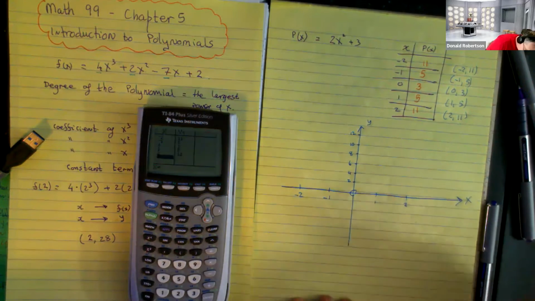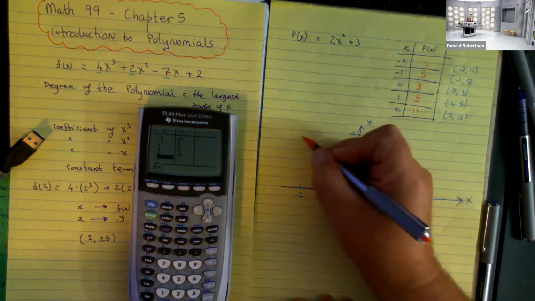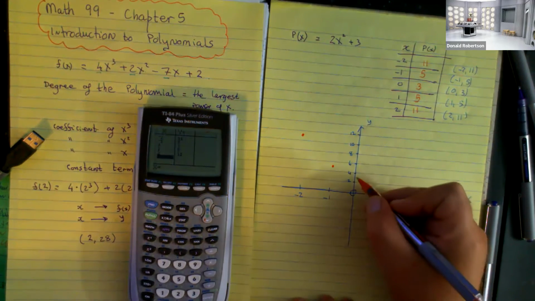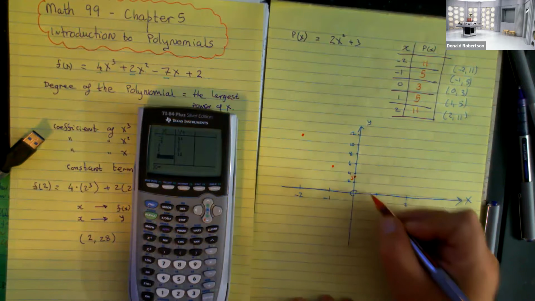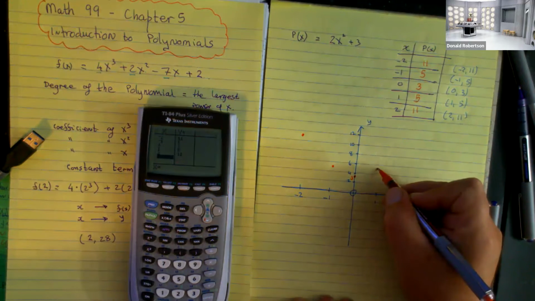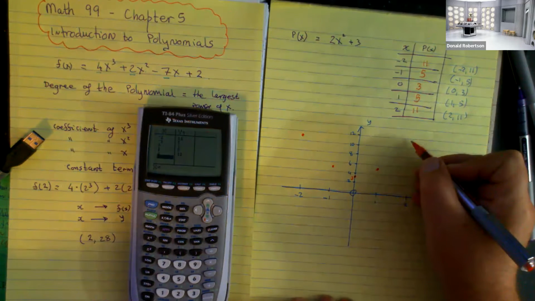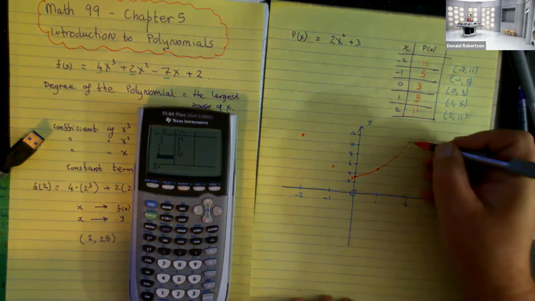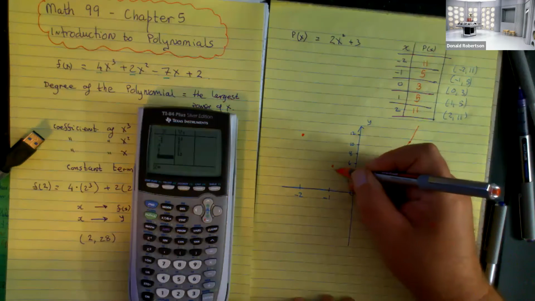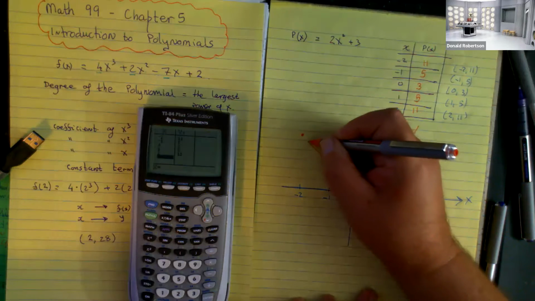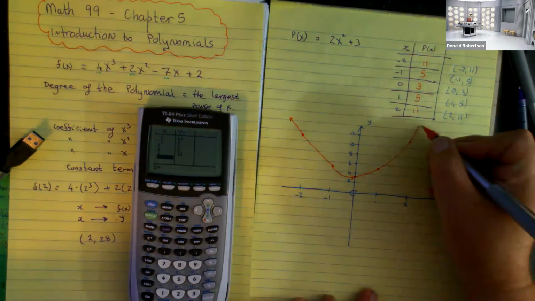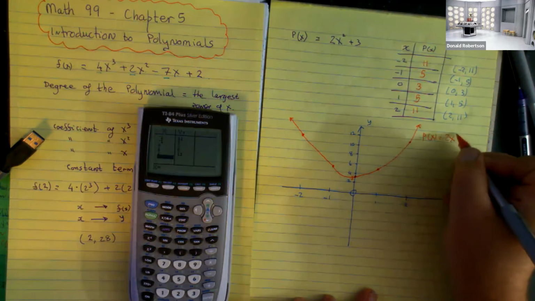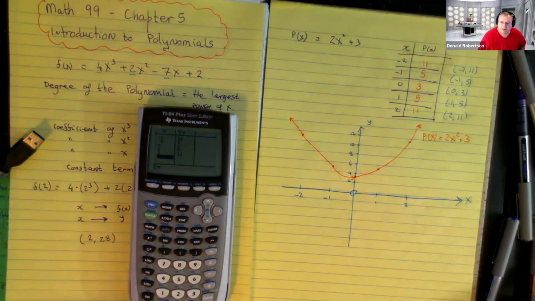Let's see what we get. -2, 11 would be about here. -1, 5 would be about here. 0, 3 would be definitely here. Then you go back and do 1, 5 and 2, 11. And then kind of a nice curve that looks like this. And this would be what the graph of that guy would look like.